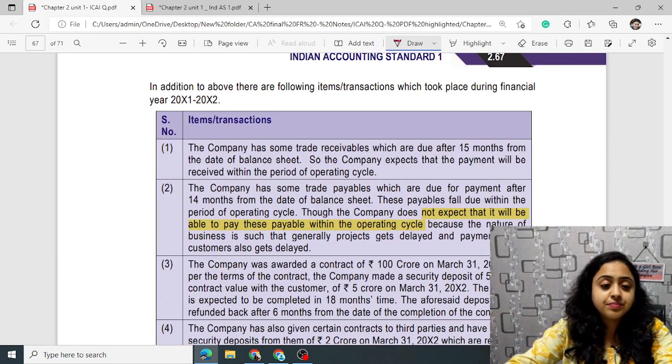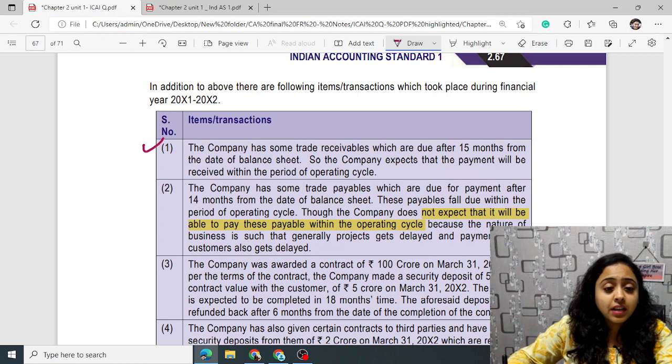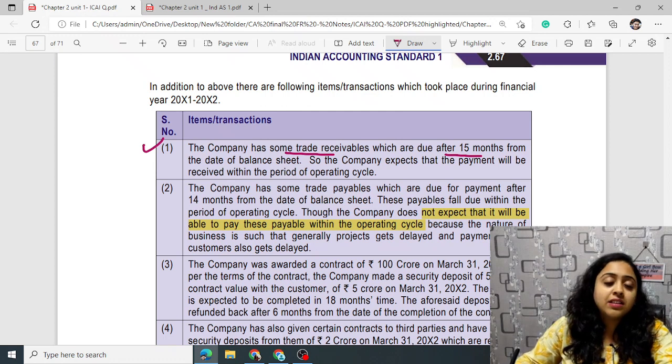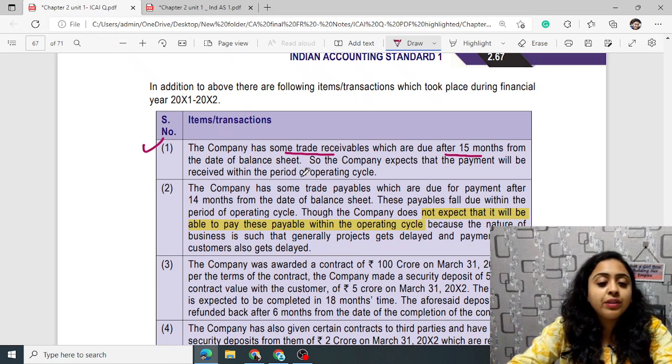Let's see. First one. The company has some trade receivables which are due after 15 months from the date of balance sheet. The operating cycle is 18 months. Will it be classified as current? Yes. So the company expects the payment will be received within the period of operating cycle. Yes. Then it will be classified as current. No issue.